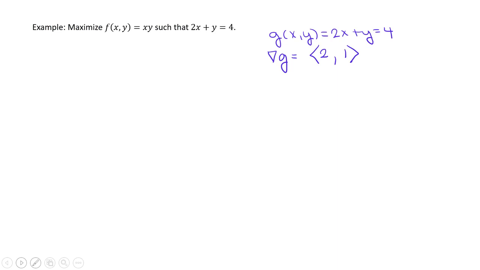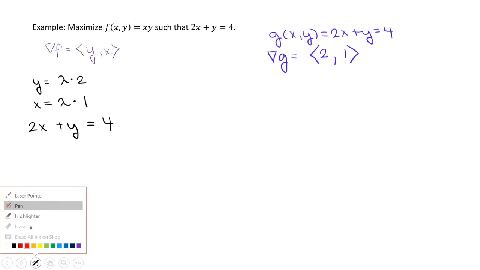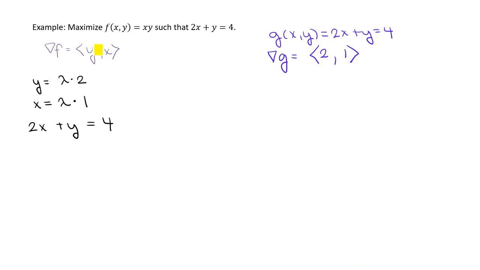The gradient of that function g: derivative with respect to x is 2, derivative with respect to y is 1. So the gradient is 2, 1. And then function f is the function xy, so its gradient vector would be y, x. Those are my partial with respect to x, partial with respect to y. So that means my system of equations is going to look like what I have on the screen.